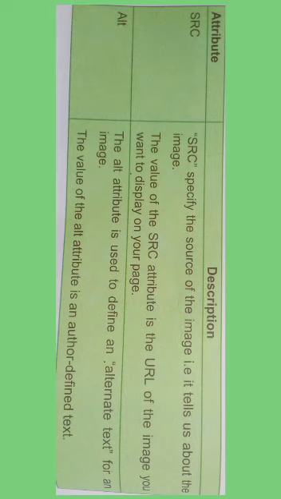SRC. SRC specifies the source of the image, that is, it tells us about the image. The value of the SRC attribute is the URL of the image you want to display on your page. Alt. The alt attribute is used to define an alternate text for an image. The value of the alt attribute is an author-defined text.